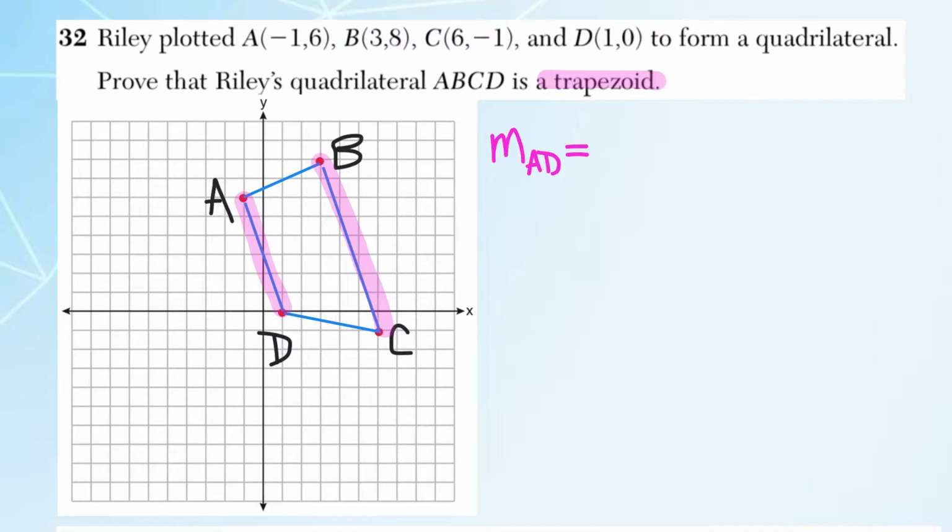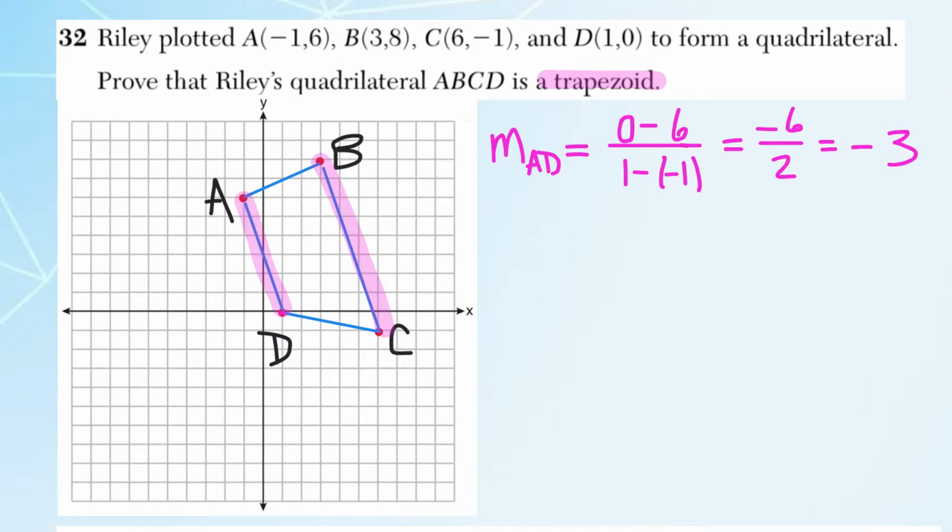And remember, slope is the change in y over the change in x. So the change in y would be the y value of our D coordinate, which is 0, minus the y coordinate of A, which is 6. And then 1, that's the x coordinate of our D point, minus -1, which is the x coordinate of our A point. Working that out, we get -6 over 2, which is -3.